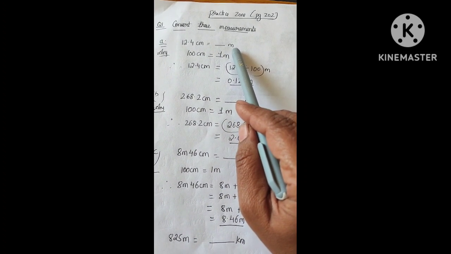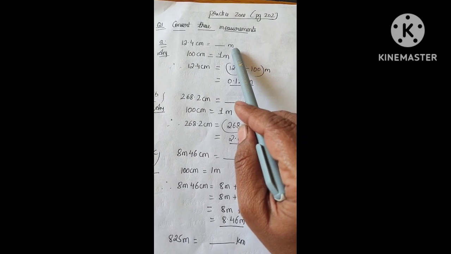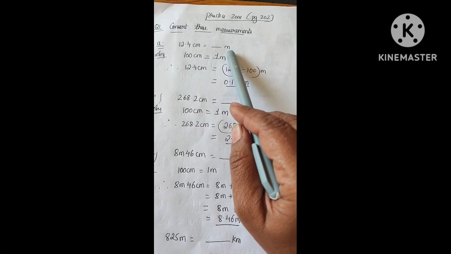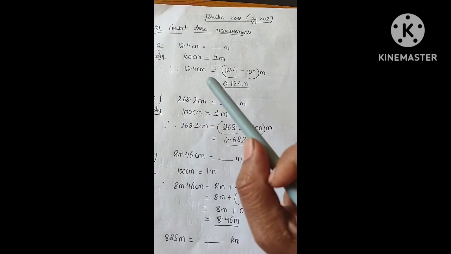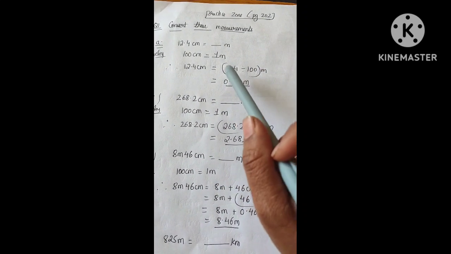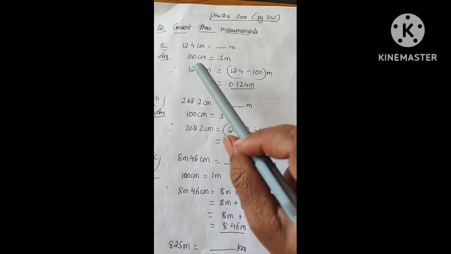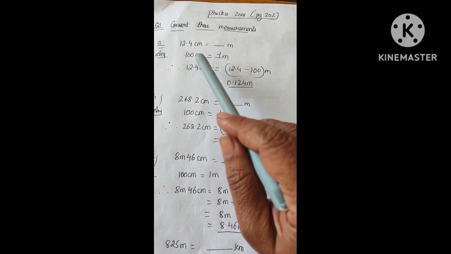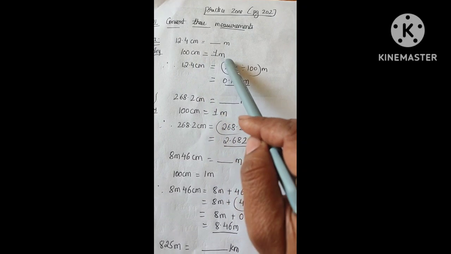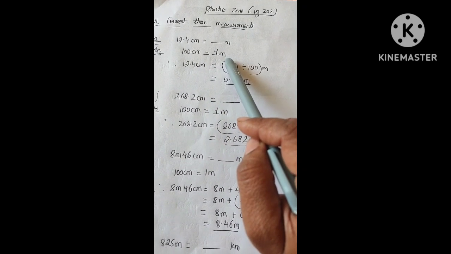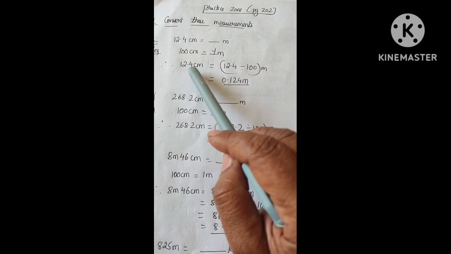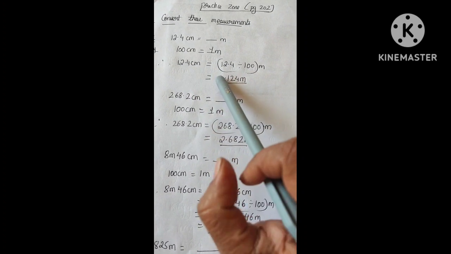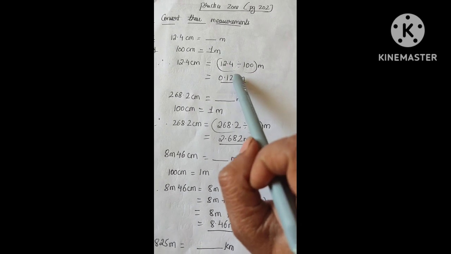I have told you again and again that if it comes for fill in the blanks in the exam, you will write the answer directly. But if it comes for solving it, you would be solving in this way. In the copy you would be solving by using the method. Now how we solve it is, we know that 100 centimeter is equal to 1 meter. According to the table, 100 centimeters is equal to 1 meter. Therefore, 12.4 centimeter will be equal to 12.4 divided by 100 meters.